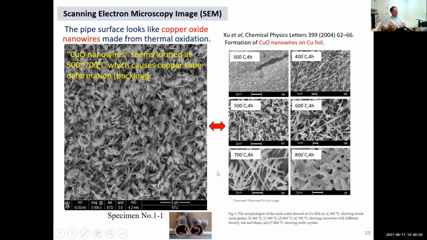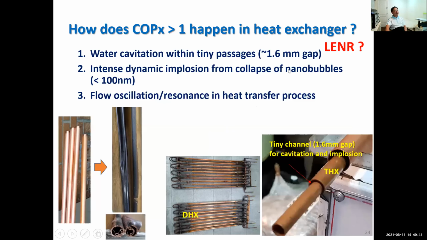And finally, we did an SEM exam, and we found something very interesting. The pipe surface looks like copper oxide and narrow wire. We checked the literature: if copper oxide narrow wire is produced on copper foil, it should be at a temperature of 500 to 700. That means the buckling phenomena may be caused by high temperature inside the heat exchanger. So this is the result we found very interesting.